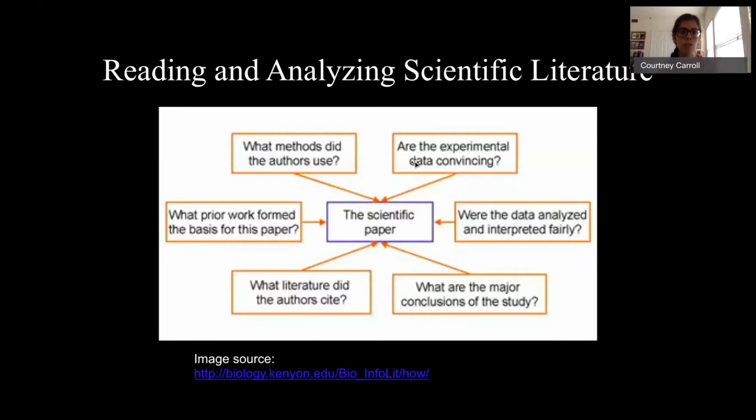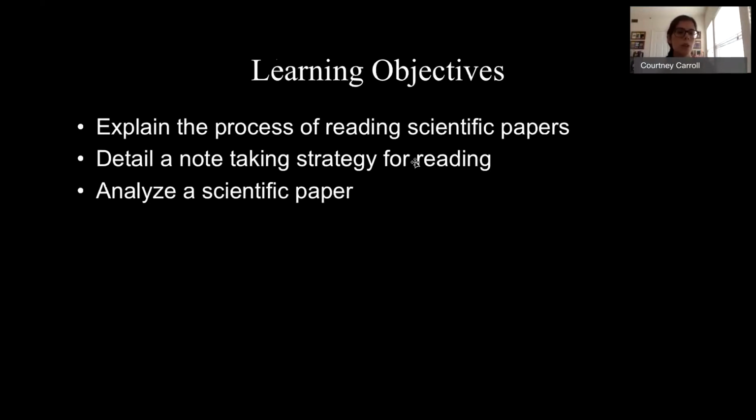So for this video, we're going to explain the process of reading a scientific paper, detail a note-taking strategy for reading, and how we work on the analysis aspect. So we're going to learn about summarizing, note-taking, and analysis.